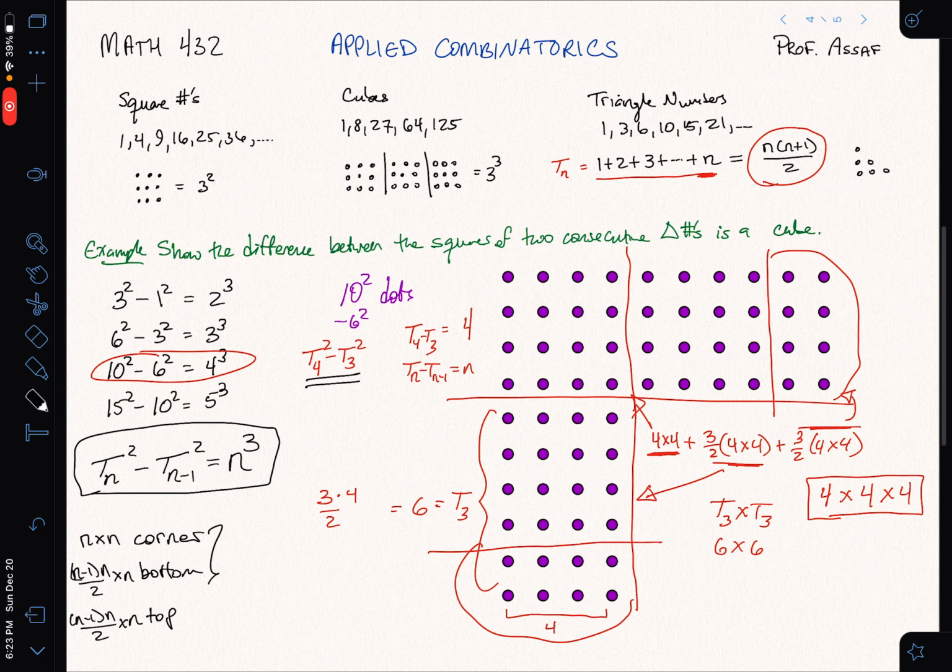And then when I add all of these up, what does that give me? That gives me an n by n plus n minus 1 over 2 by n plus the same thing again. And now I just combine those guys, so I get n by n plus n minus 1 n by n, which equals n times n by n, which is my n cubed.